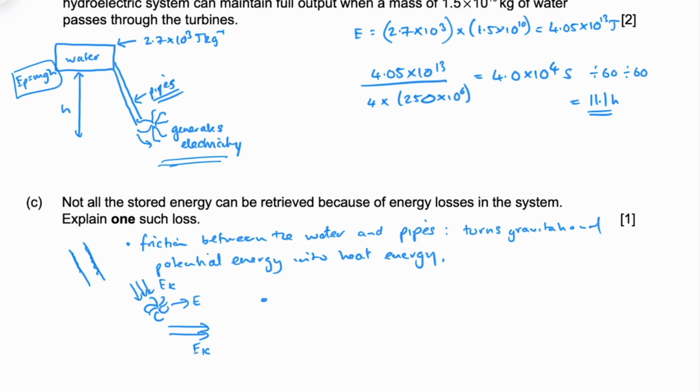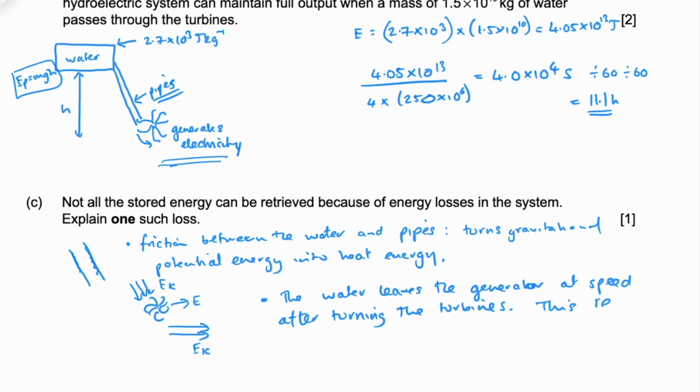Okay, so another reason that not all stored energy can be retrieved is because the water leaves the generator at speed after turning the turbine. This requires the wastewater to have kinetic energy. So not all of the stored energy is turning into electrical energy. Some of it is retained as kinetic energy in the water.